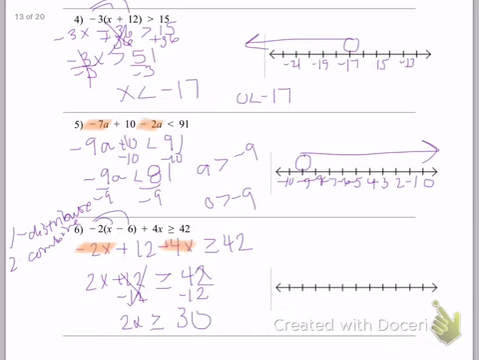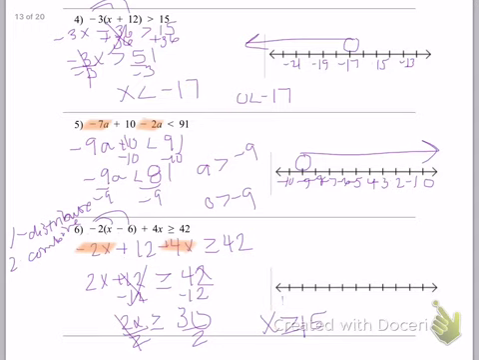Last step, you need to divide both sides by 2, but because it's not a negative, you do not need to flip the sign. So don't flip the sign. And 30 divided by 2 gets you 15. Perfect. So let's go ahead and graph that on our number line.